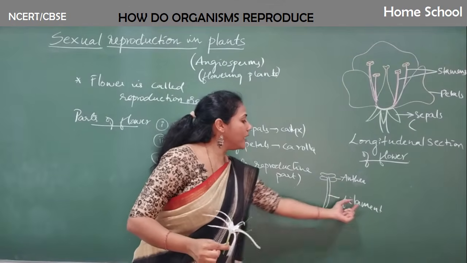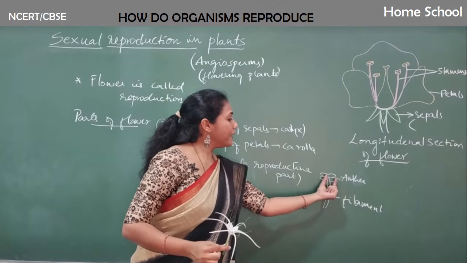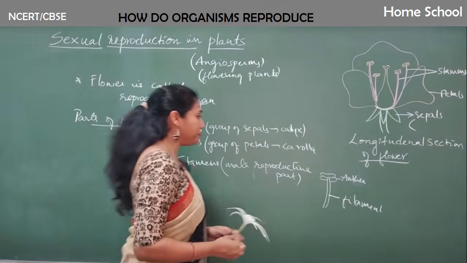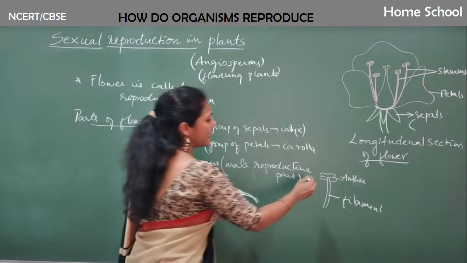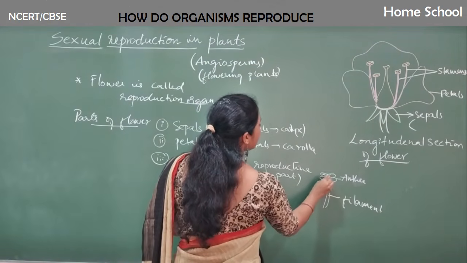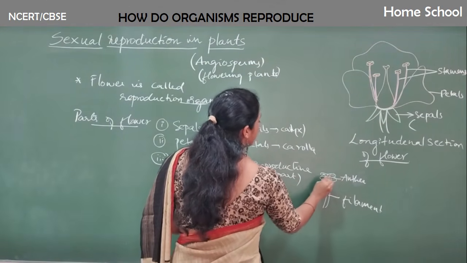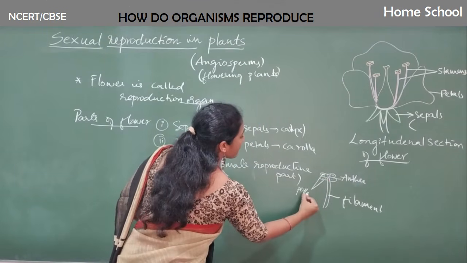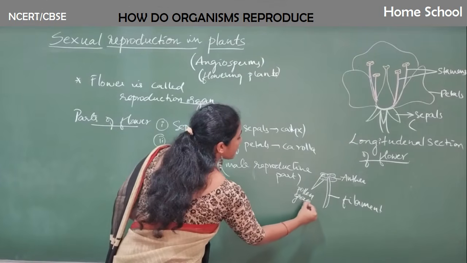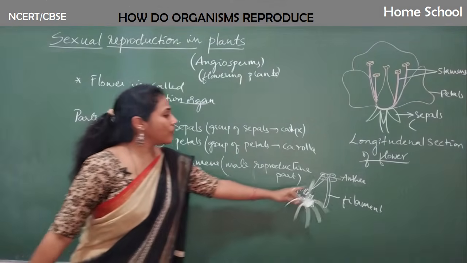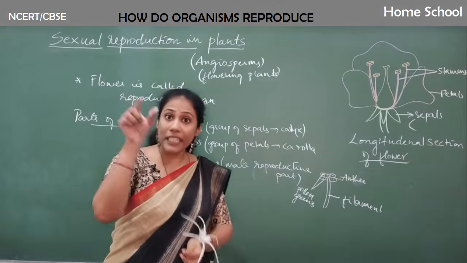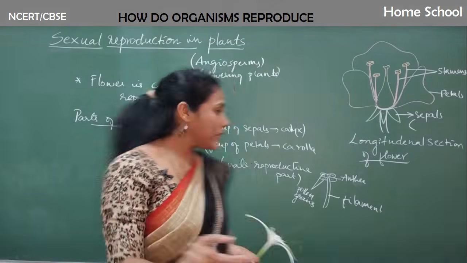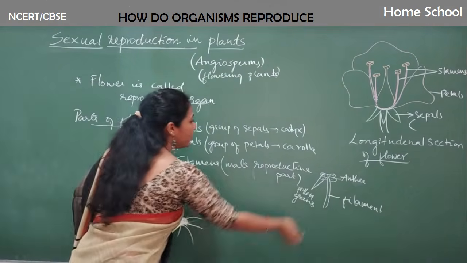So the male reproductive part is divided into two parts. One is a long filament. On top of the filament, you have the main thing called anther. Usually, this anther has a powdery substance present in it. This powdery substance is called pollen grains, and pollen grains contain the male germ cells. Clear, everybody? You have to remember all these things.